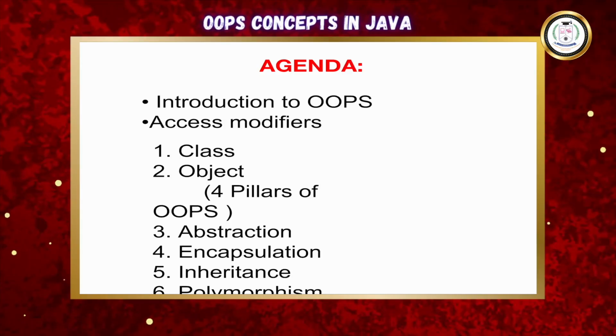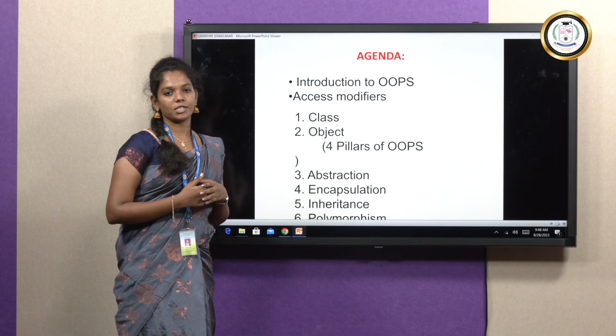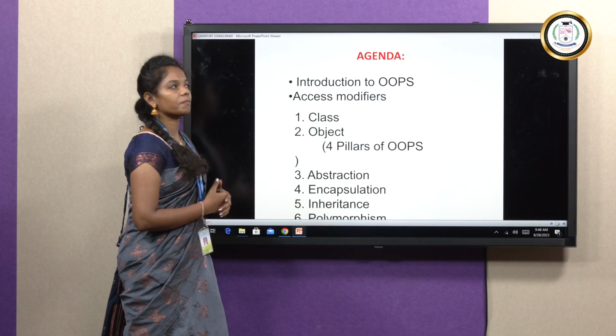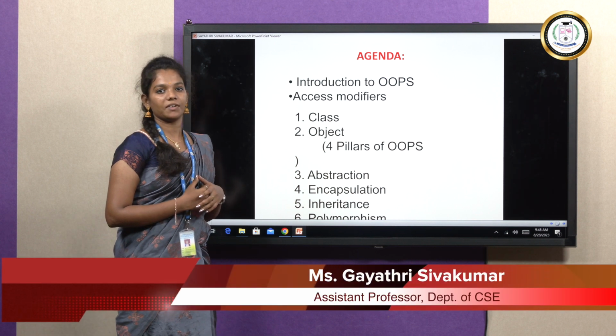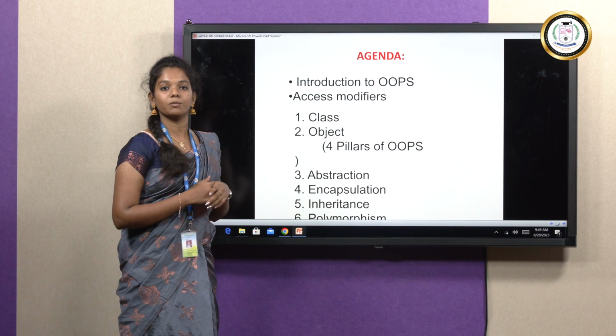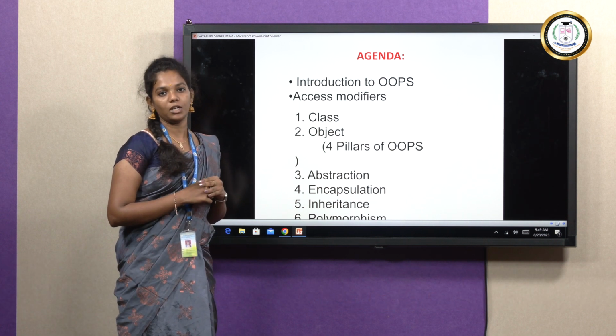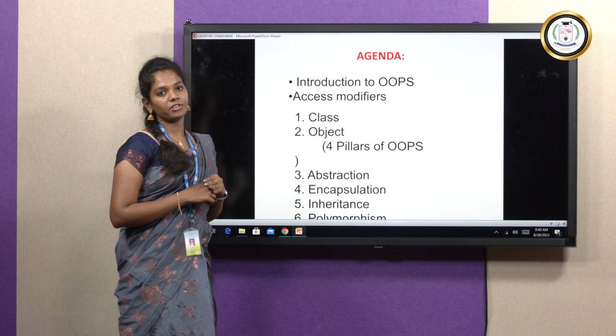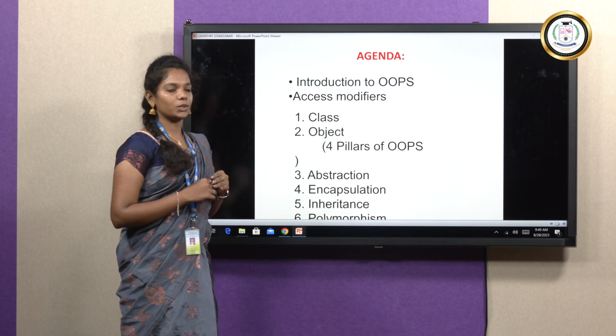So next, the agenda for today's topic is first the introduction to OOPS, followed by the access modifiers, what is an access modifier and what are the 4 different types of access modifiers, and then the 6 basic OOPS concepts we have in Java, like class, objects, and these 4 are considered the most important pillars of OOPS concepts. So without any further delay, we'll get into the content.